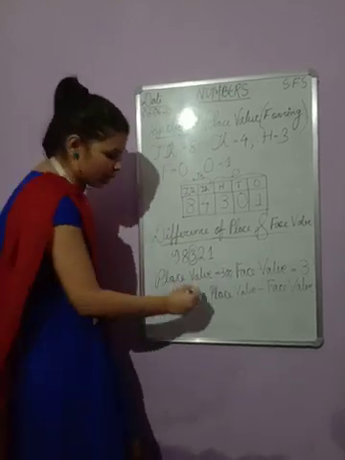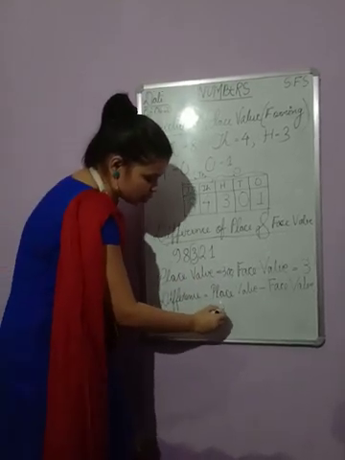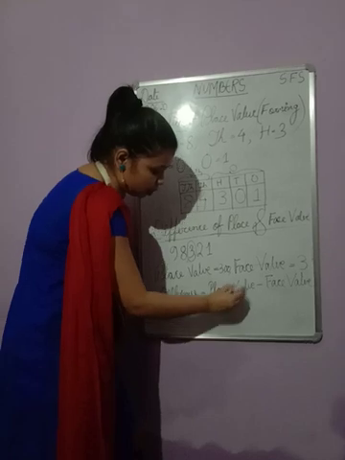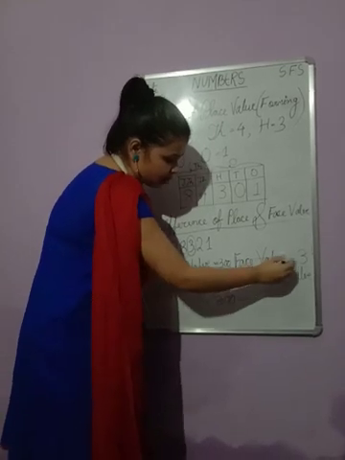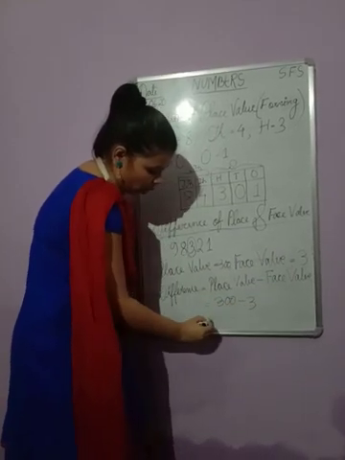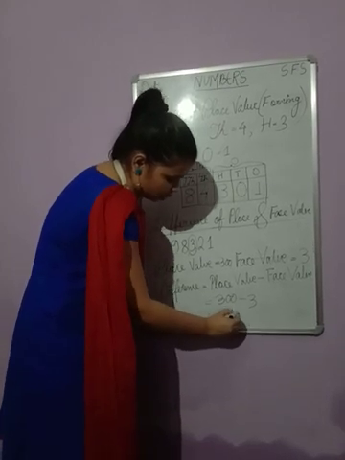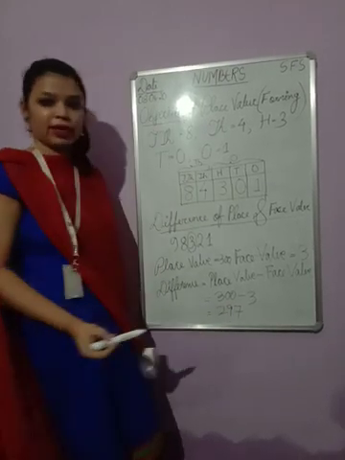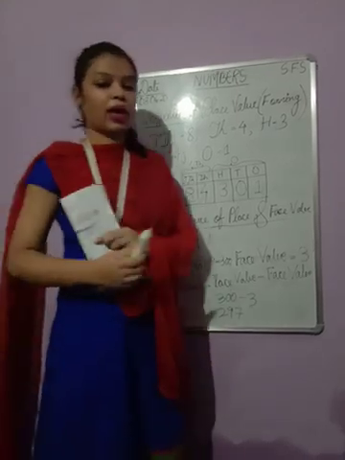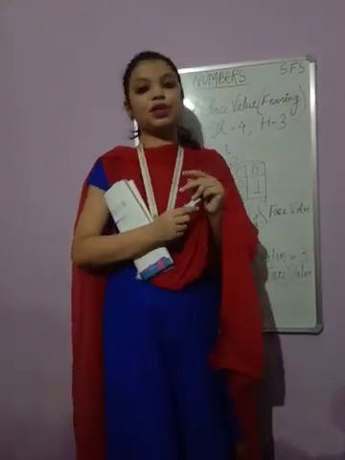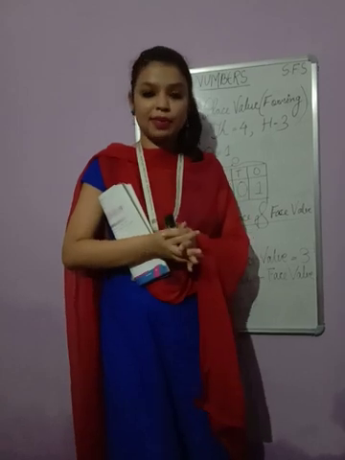Alright, so what is the place value here? It is 300 minus the face value is 3. So when we subtract 300 minus 3, we get 297. Alright, so in this way we can find the difference between place value and face value.